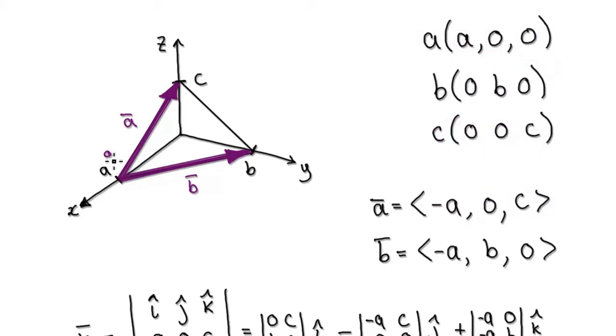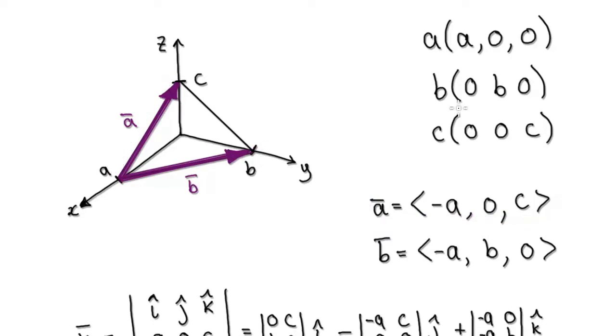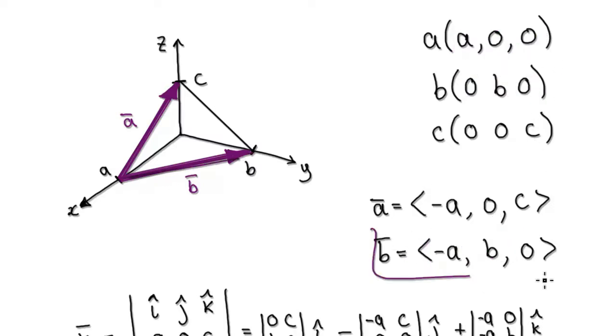So you're standing here, and if you want to move to here, then this would be your vector. And then for B, it would be this take away this, which would be minus A, and then this take away this, and then this take away this. So this vector B is given by this.